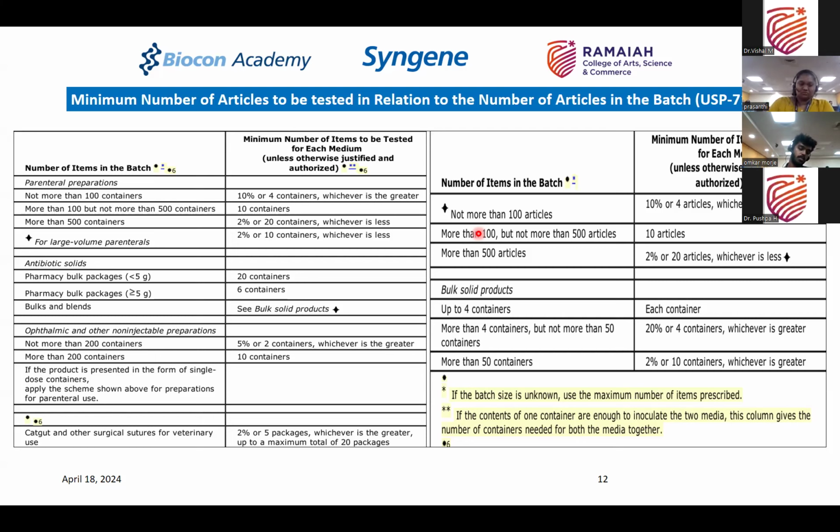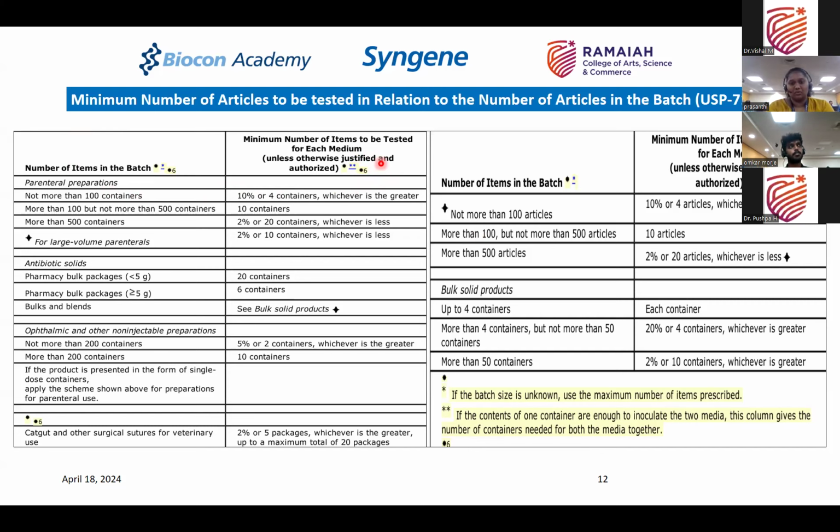According to USP 71, which speaks about sterility testing, this is the table they have mentioned. According to USP 71, the number of samples, or the minimum samples, has to be selected in this way. In this table, we can see the number of items in the batch and the minimum number of items or samples to be tested for each of the media. So this is what the table is.